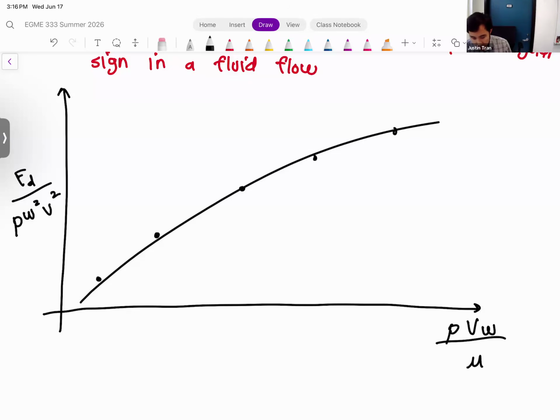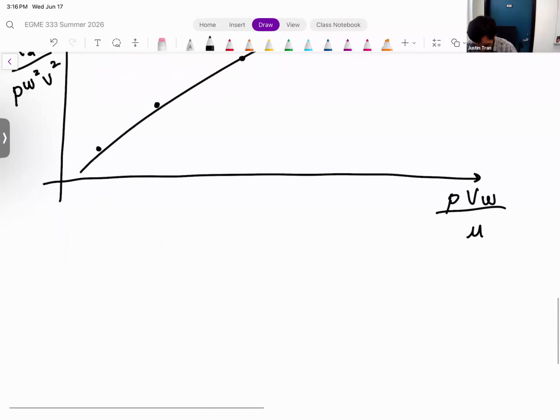Okay. Good. All right. So before we move on to pipe flow, while we're still here in non-dimensional analysis, and this is actually a good segue because we'll be using some of these non-dimensional numbers in pipe flow as well. Let's talk about some common non-dimensional numbers that you see in fluid mechanics.